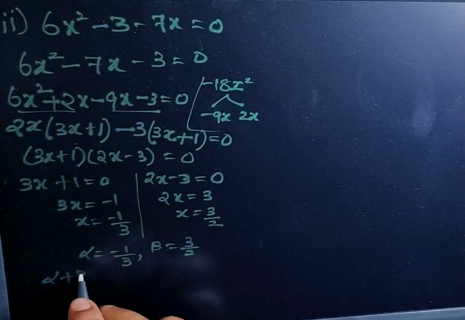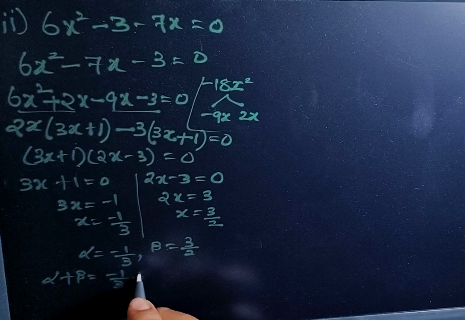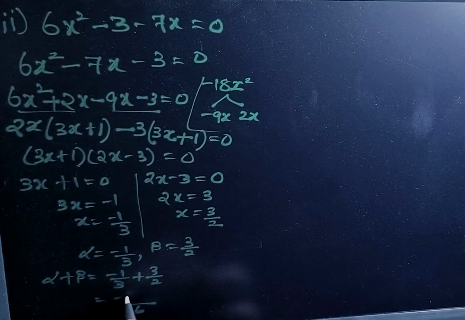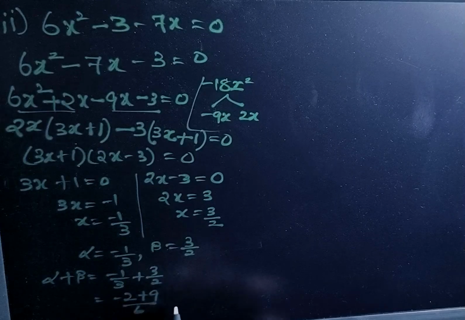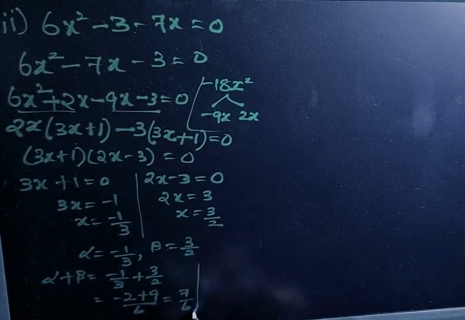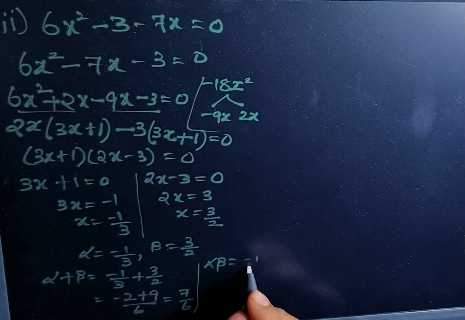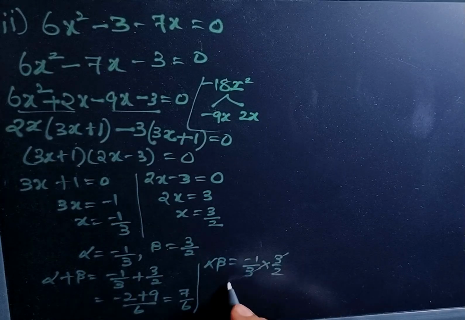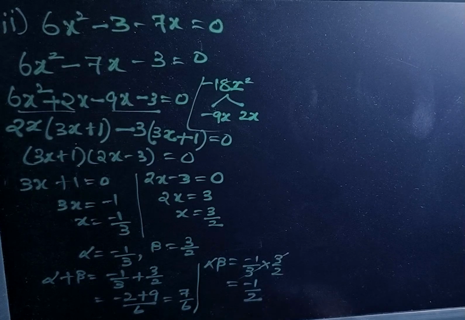Then when we add these two terms, minus 1 by 3 plus 3 by 2, 3 and 2 will have LCM as 6. So here it is minus 2 plus 9. So it is plus 7 by 6. Alpha beta, it is minus 1 by 3 into 3 by 2. We can cancel this 3. Minus into plus is minus. So minus 1 by 2.